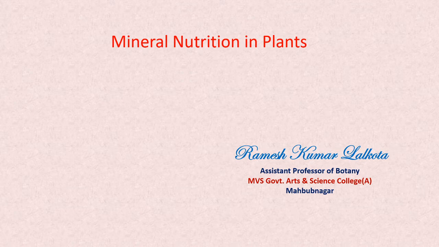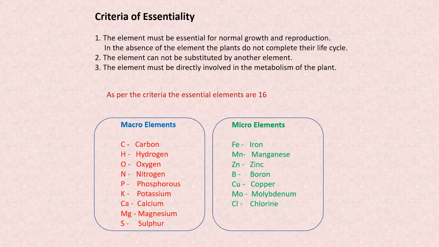Today we will continue our lesson, Mineral Nutrition in Plants. In our last class, we have seen the criteria of essentiality, how the elements are classified as essential elements and on what basis, and in total how many essential elements there are. We discussed that out of 60 elements present in the plants, which we concluded on the basis of the ash analysis, only 16 of them are essential. On what basis?